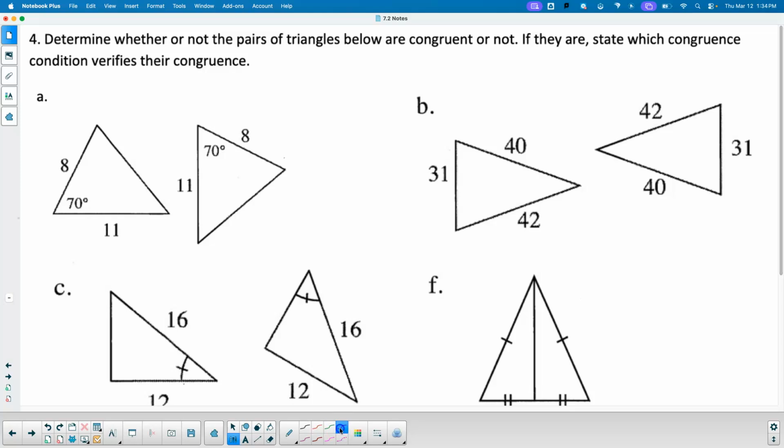Letter A has a side that's an 8 on both triangles. It has another side that's 11 on both triangles. And it has the angle in between them at 70 degrees on both triangles. Are those triangles congruent? Yes? What's your reasoning? Give me 3 letters. SAS. Yep, because we have a side, an angle, and a side in that order. So this would be yes, side, angle, side.